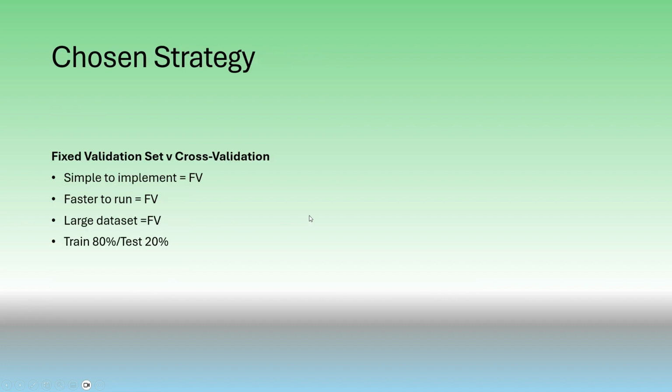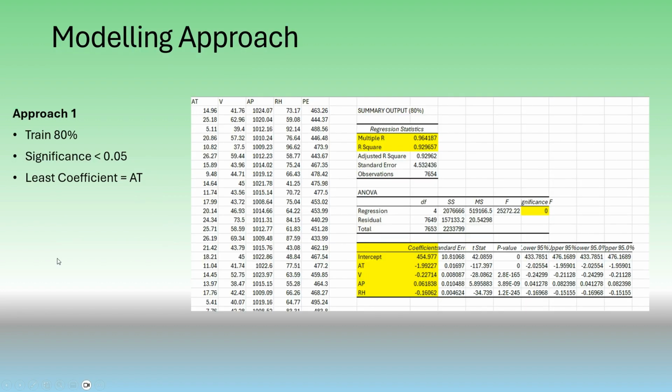So the chosen strategy is, we compared fixed validation versus cross-validation. We decided to go with fixed validation because it's simpler to implement, it's faster to run on a large data set, and it also allows us to train on 80% and test on 20% of the data.